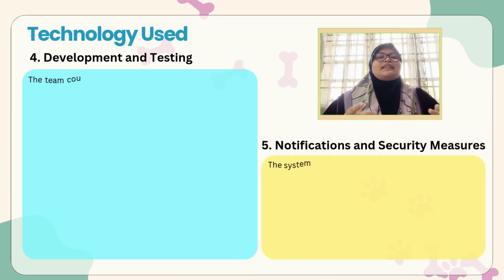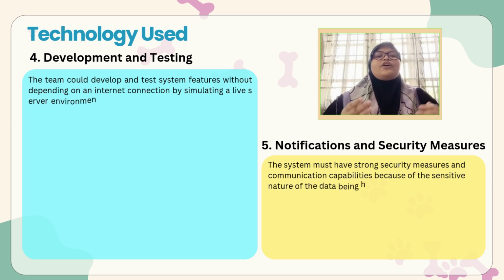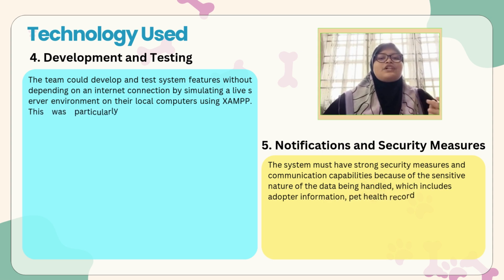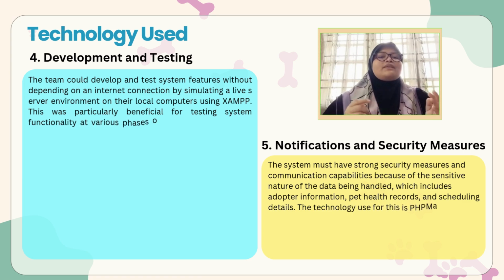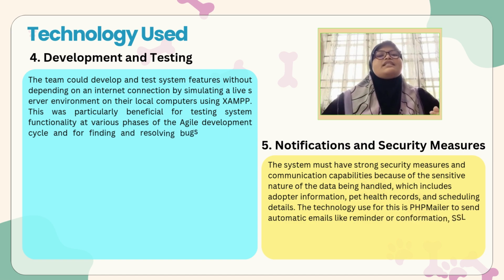Next is development and testing. The team could develop and test system features without depending on the internet connection by simulating a live server environment on their local computers using XAMPP. This was particularly beneficial for testing system functionality at various phases of the agile development cycle and for finding and resolving bugs early in the process.